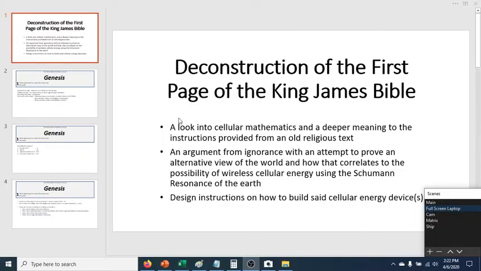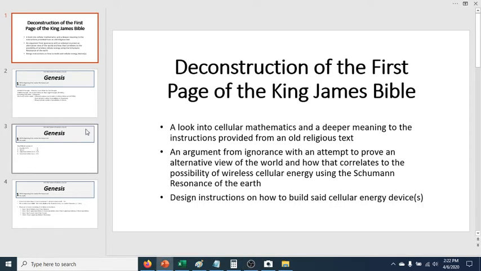So, deconstruction of the first page of the King James Bible. A look into cellular mathematics and a deeper meaning to the instructions provided from an old religious text. An argument for ignorance, with an attempt to prove an alternative view of the world and how that correlates to the possibility of wireless cellular energy using the Schumann resonance of the Earth. Designing instructions on how to build said cellular energy devices, because really I think you need 5.